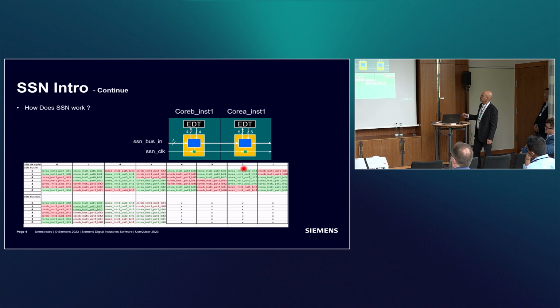Later on, as we shift into the second cycle of the SSN, the SSN bus could run at a higher frequency than the internal EDT cycles, which gives us more capability to drive more data into the design, from a test point of view, at much higher frequencies.